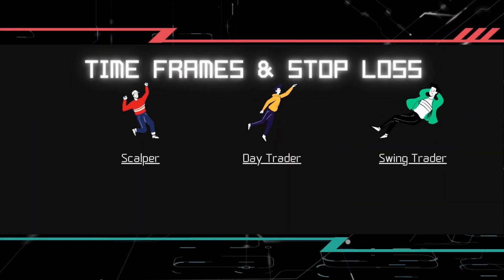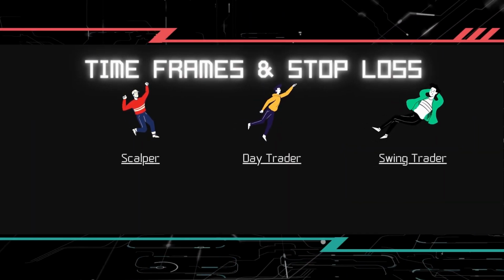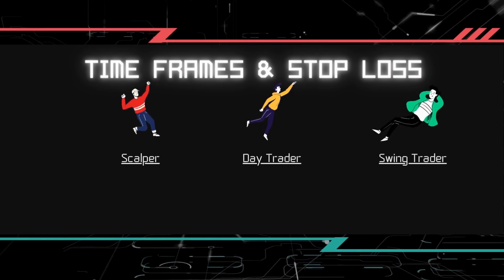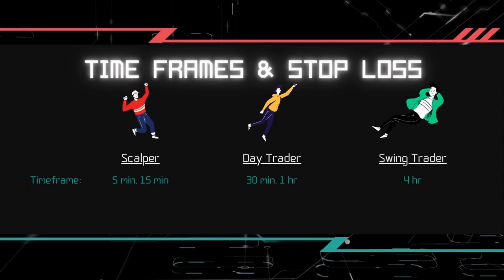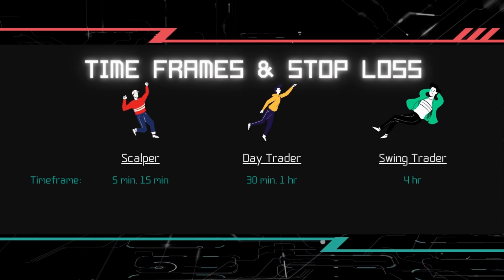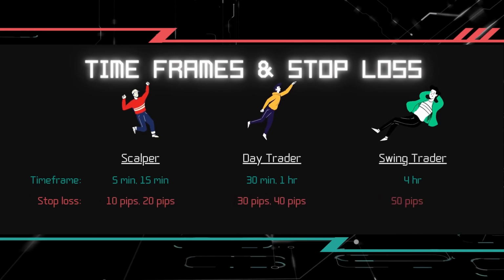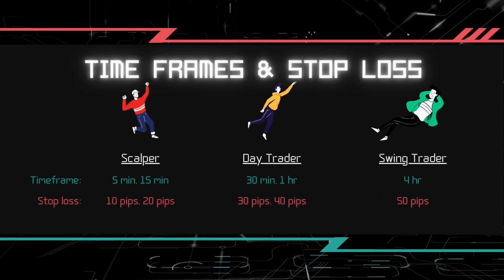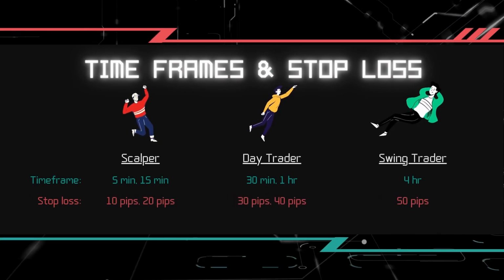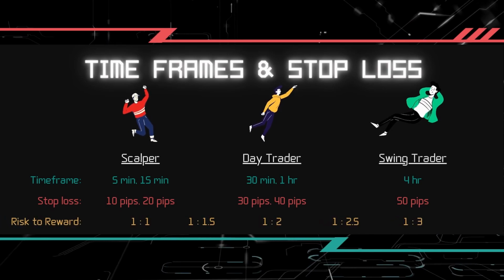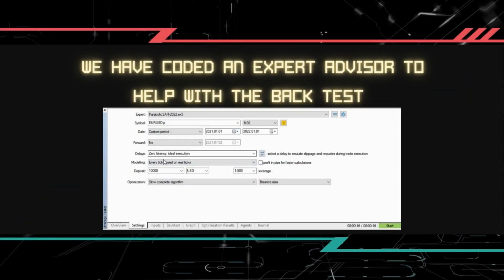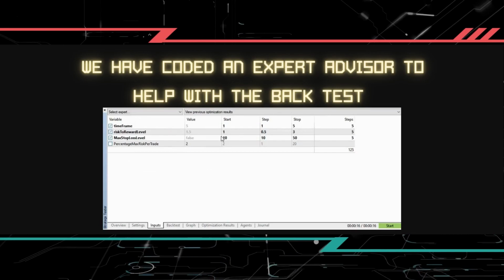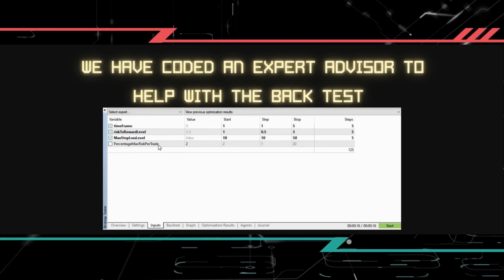We have adapted our backtest settings to include the 3 different trader profiles. These are the scalpers, day traders and swing traders. The time frame for the backtest would be between 5 minutes to 4 hours. We would also test different stop loss levels, ranging from 10 pips to 50 pips with a 10 pips increment. Our risk to reward ratio will be ranging from 1 to 3 with an increment of 0.5. We will be risking 2% of the account for each trade. We have coded an expert advisor to help us automate the backtest.